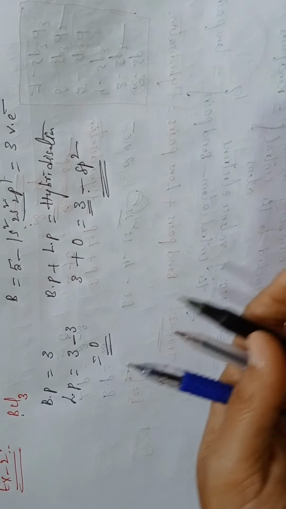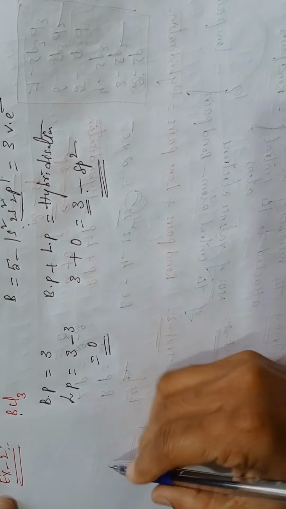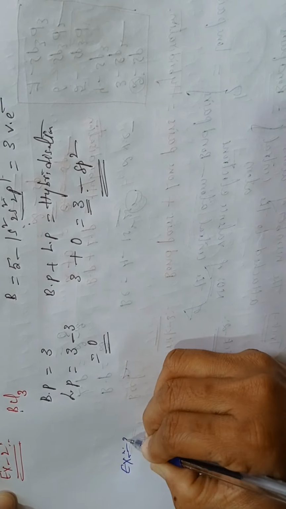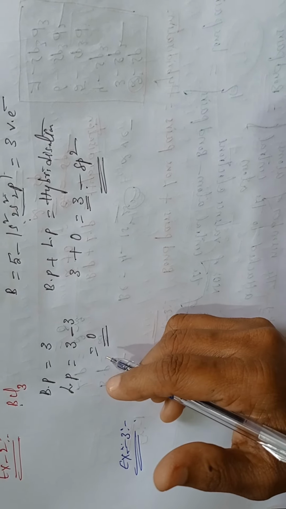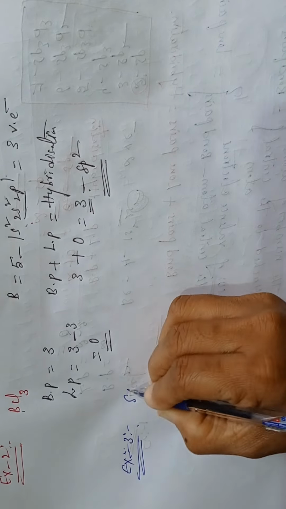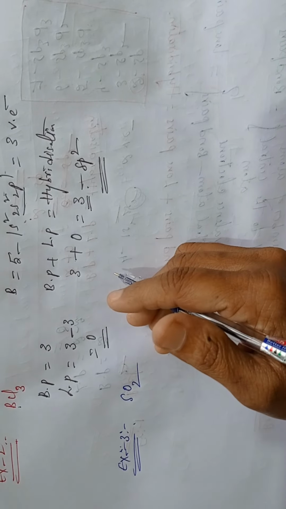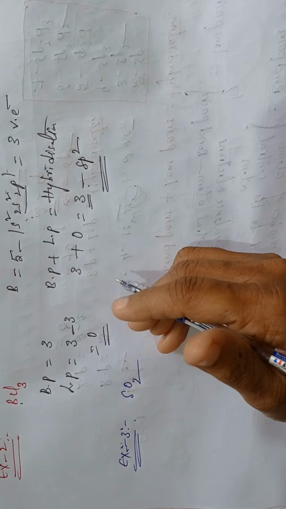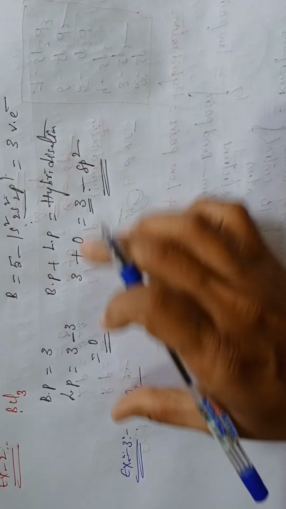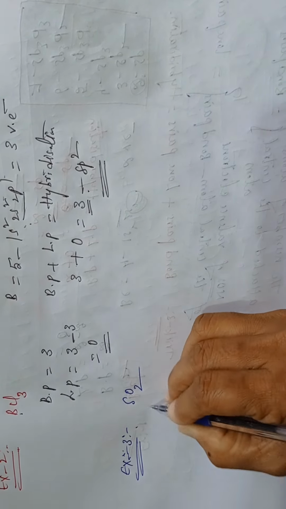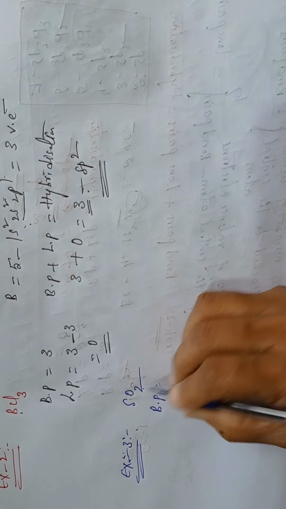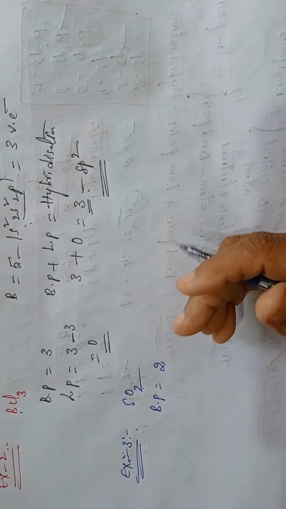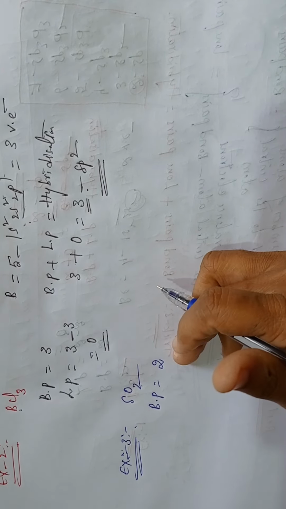Next example, students. Example 3, SO2. So what about SO2, students? See here, how to find the bond pairs and lone pairs? Bond pairs, how many? How many atoms are attached to the sulfur atom? 2 atoms, so the bond pairs are 2. 2 bond pairs are present here. Understood?